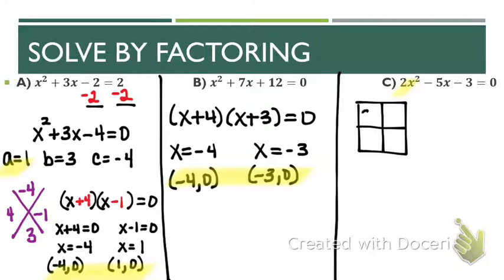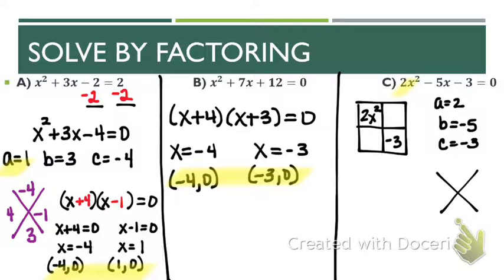The 2x squared would go here, and the negative 3 will go here. You always put the A term top left and C goes bottom right. So A is 2, B is -5, and C is -3. So you need two numbers that multiply to be 2 times -3, which is -6, and add to -5. So I'll give you a second to think about that.